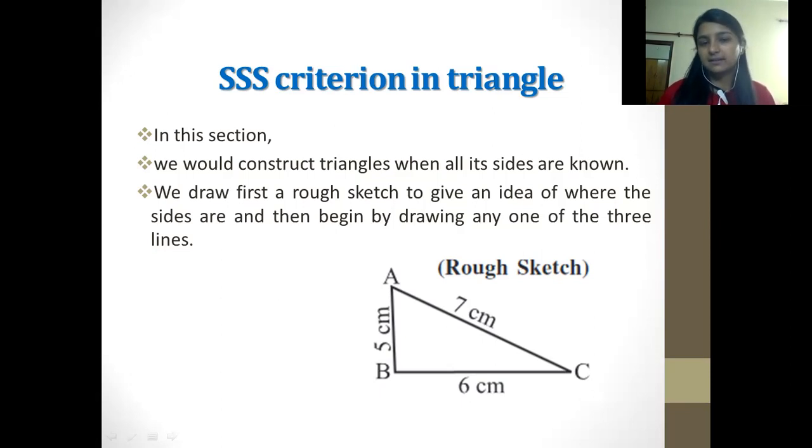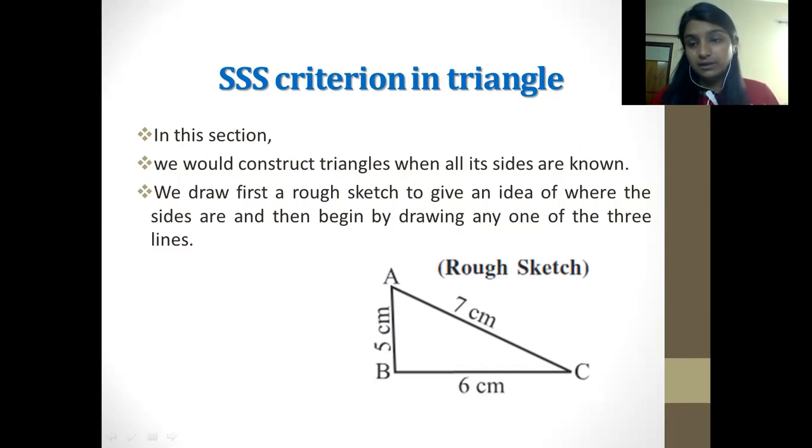We can construct a triangle when all the sides are known. When can we construct a triangle? When we know what the 3 sides are. Now here, even though you can see that it is a rough sketch, we still have the dimensions, the lengths: 5 centimeter, 6 centimeter, and 7 centimeter.